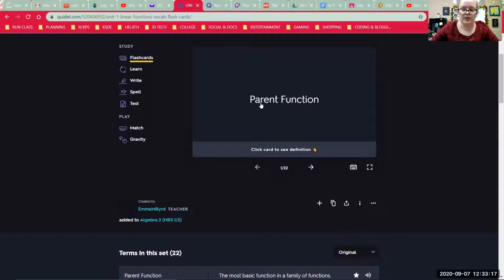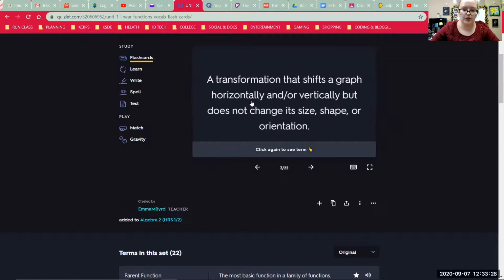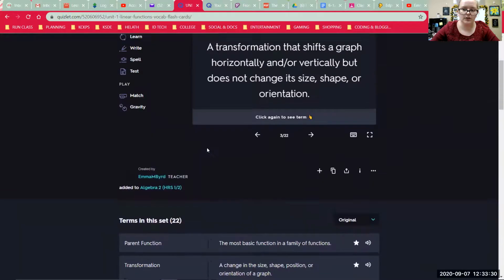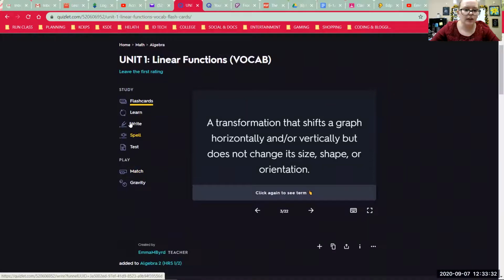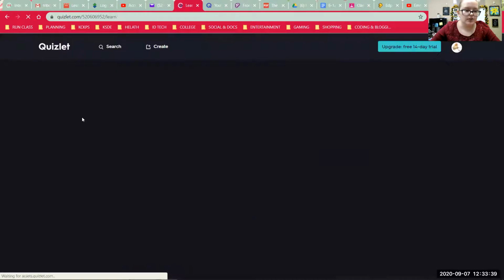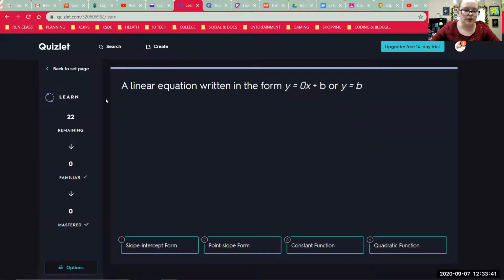So it'll say parent function. It'll have the definition on one side, or the vocab word, the term, and then the definition on the other side. You just go through and you can see all those words. So you can see them up here or down here, either way. And then there's some studying over here, and then some games that you can play. You can do learning, where it gives you the definition and you have to click on the term that it matches up with.